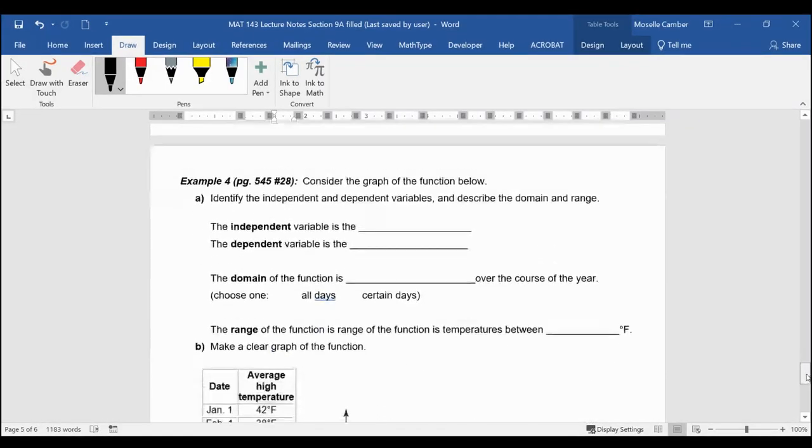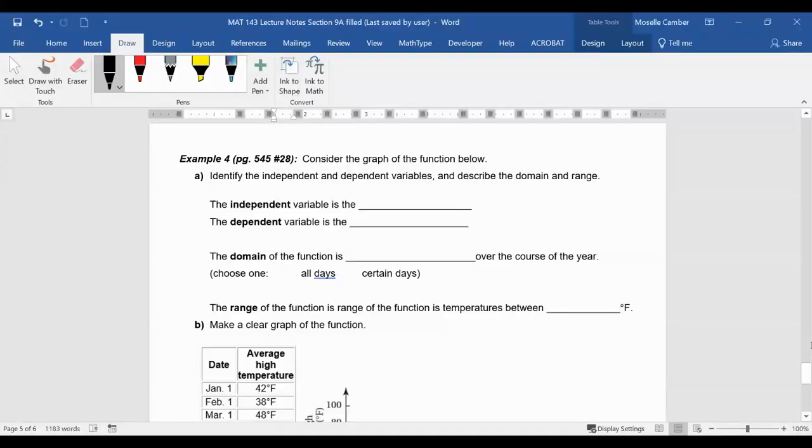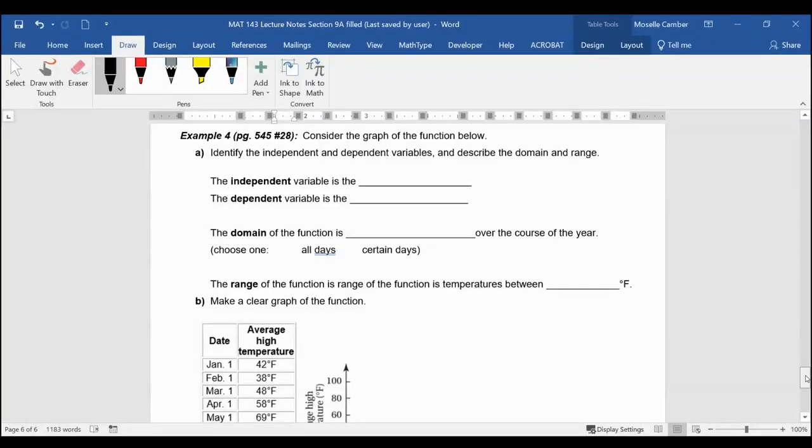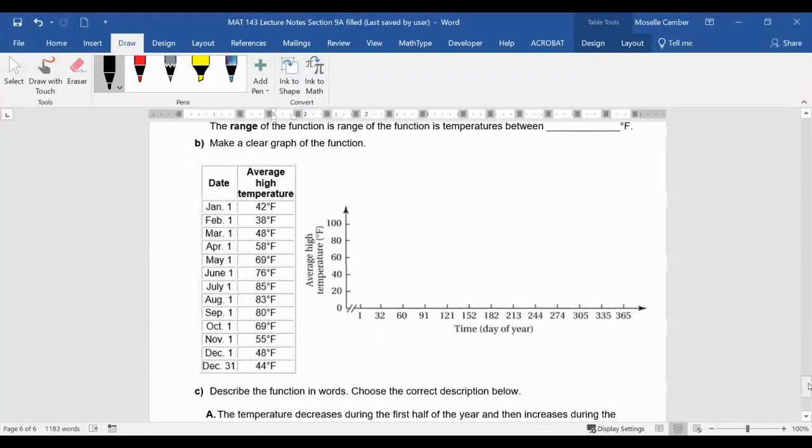Example 4. So we have another graph. Identify the independent and dependent variables and the domain and range. So here we have dates and we have high temperatures. On the X axis, we have the time, which is the day of the year. If we're measuring at different dates, we have January 1st, February 1st, March 1st, and so on. But it's all kind of ones.